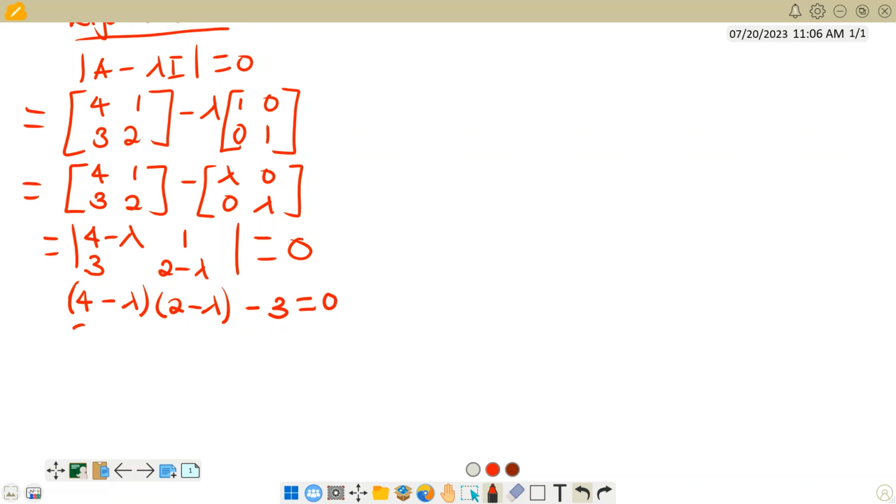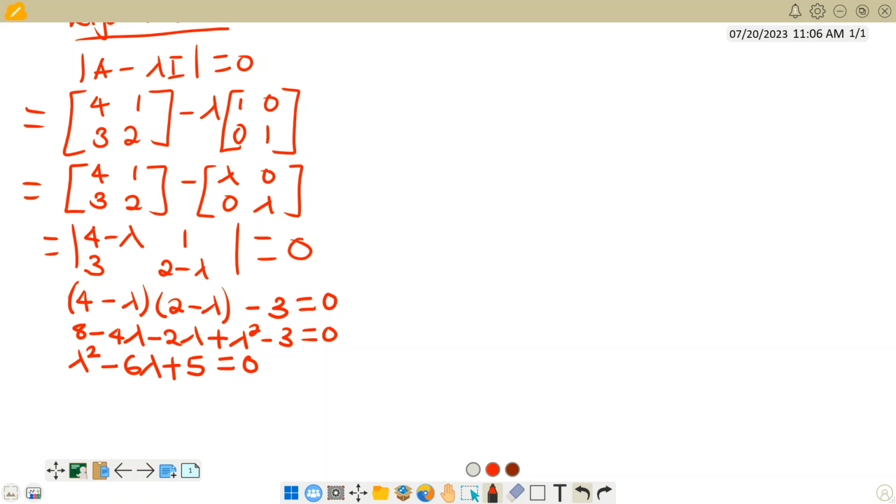So this will be 4 times 2, 8, 4 times negative lambda, that will be negative 4 lambda, and then negative lambda times 2, this will be minus 2 lambda, and then negative lambda multiplied by negative lambda, that will be plus lambda squared, minus 3, this should equal 0. Then from here we're going to collect the like terms together. So this will be lambda squared minus 6 lambda plus 5 is equal to 0. Okay, that is after collecting the like terms together, right? So that we now have this quadratic equation which we should solve.